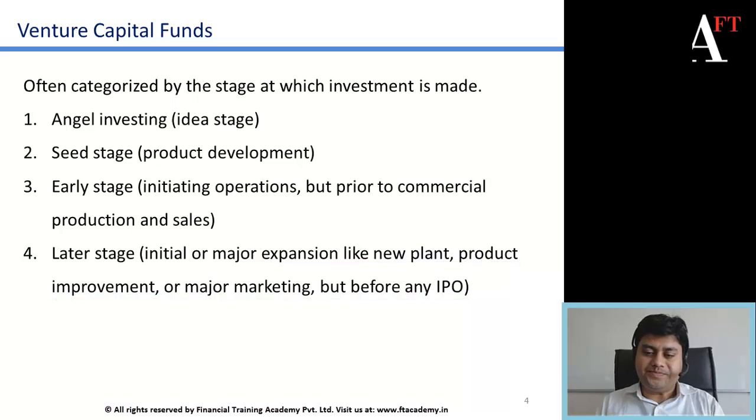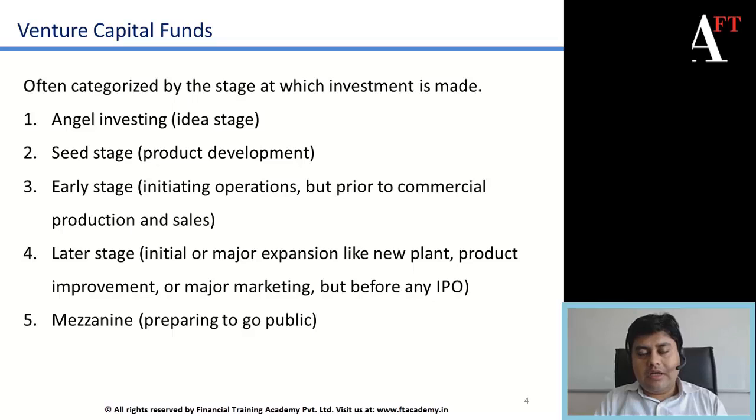And the fifth one is mezzanine financing. Now this is a kind of bridge gap funding where the company is at a stage where it has done a major expansion and it is looking to raise more funds via an IPO. But between these two stages, it needs some capital to beef up its production or strengthen its business or balance sheet, etc. So this is the mezzanine type of funding that is provided by VC funds for preparing a firm to go public or to do an IPO.